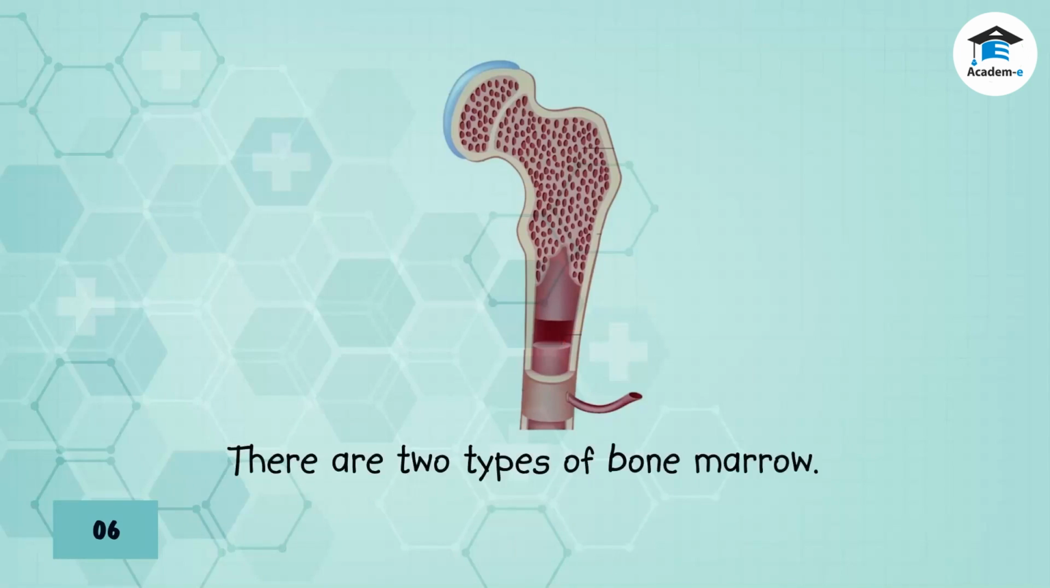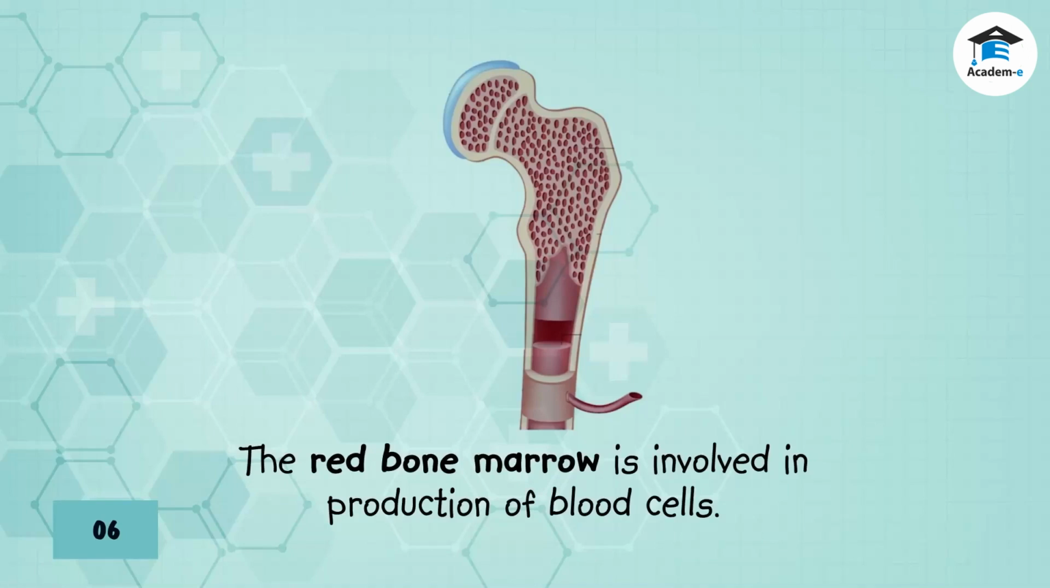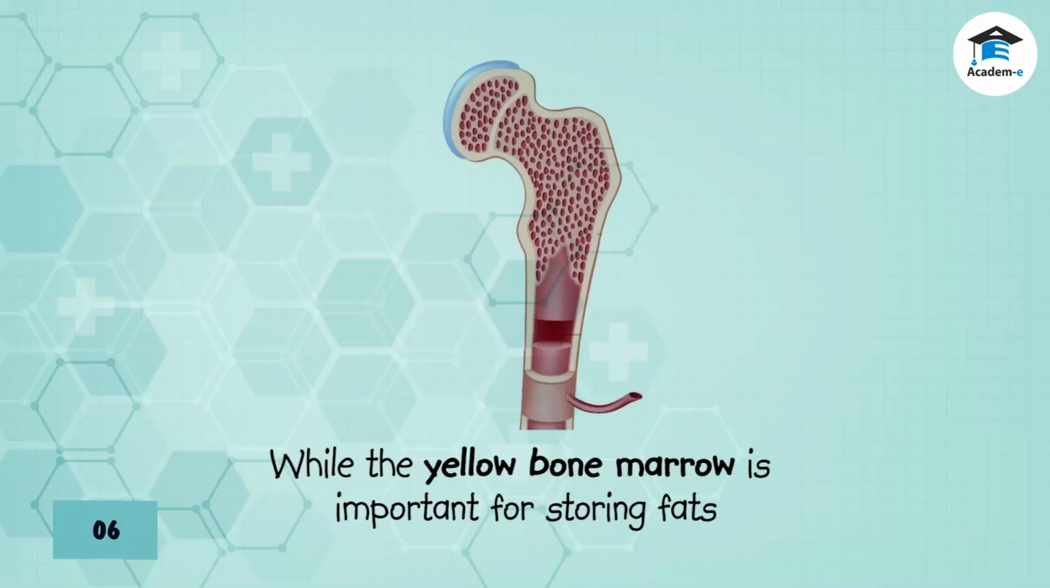There are two types of bone marrow. The red bone marrow is involved in production of blood cells, while yellow bone marrow is important for storing fats.